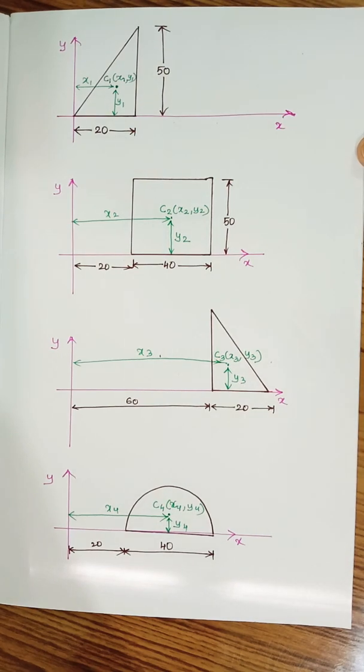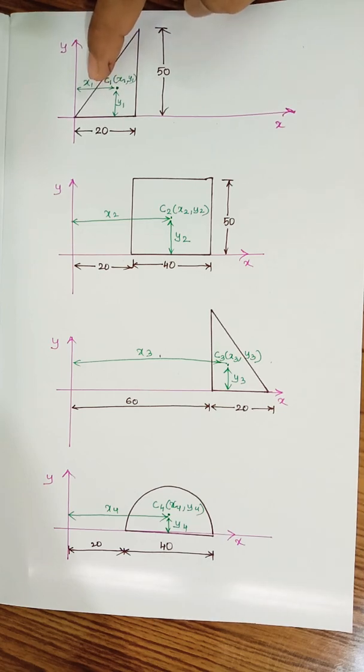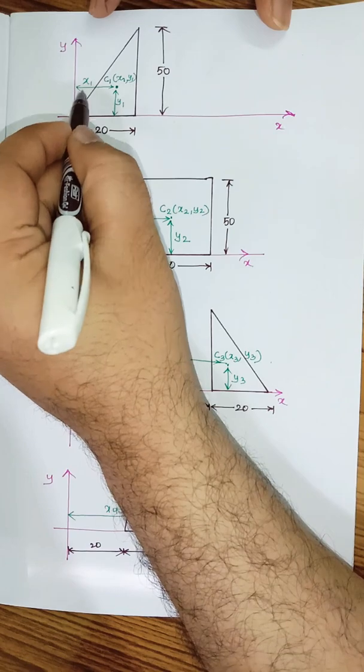As we all know, for any triangle, the centroid is located exactly at a distance of 1/3 of the height from the base and 2/3 of the height from the apex. And in the horizontal direction, again it is divided into 1/3 as well as 2/3. Now over here for the first triangle, the distance x1 can be written as this particular distance here.